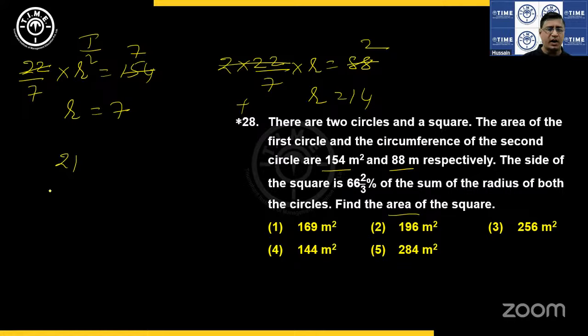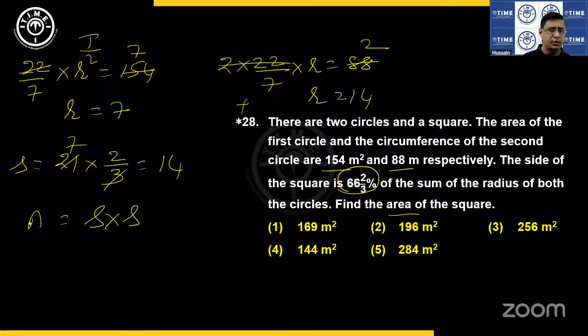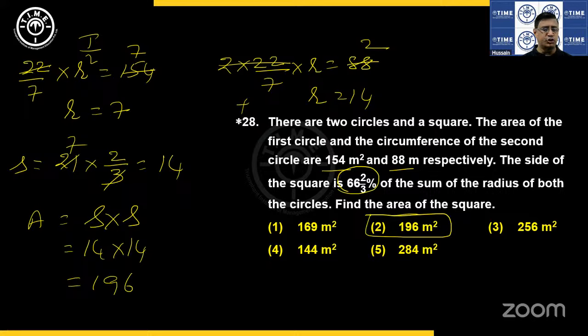Now the side of a square is how much? 2 by 3 of the sum of the radius of both the circles. So 2/3 of 21. 3 goes exactly 7 times, that is 14. So side of a square is 14. Now find out the area of the square. Area of the square means side into side. So 14 into 14, that is 196. What is the right choice? Option number 2. Second choice is the right answer. Yes, you are right.